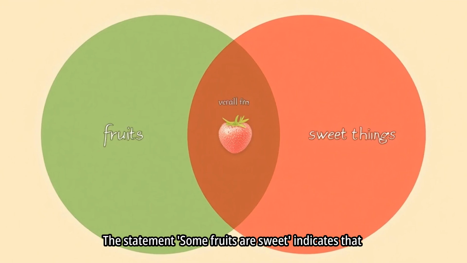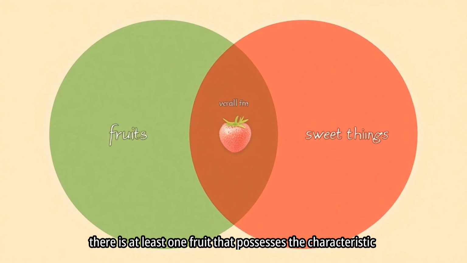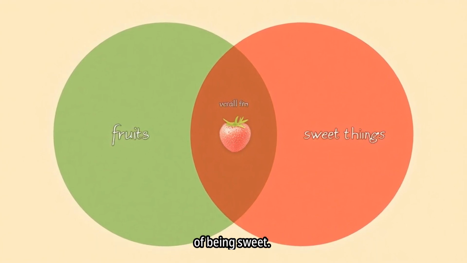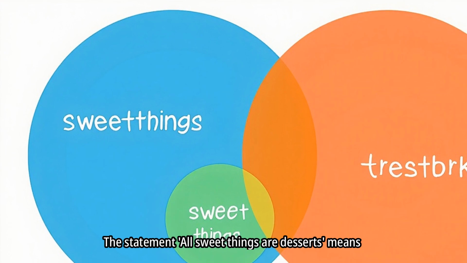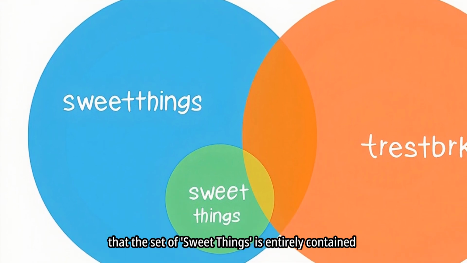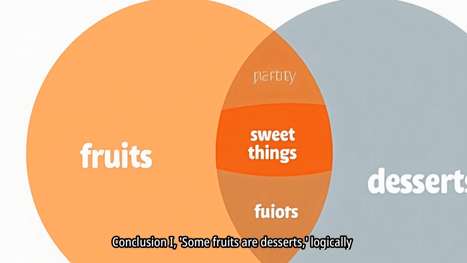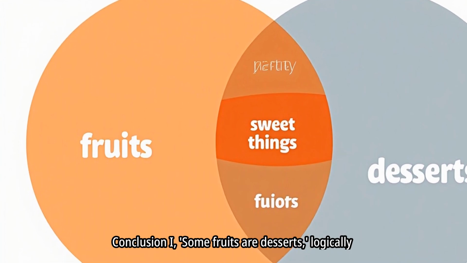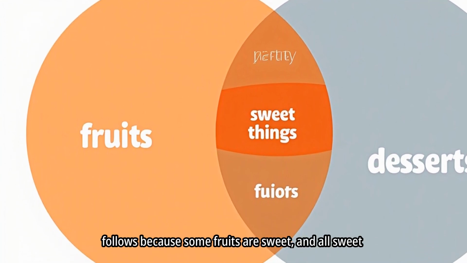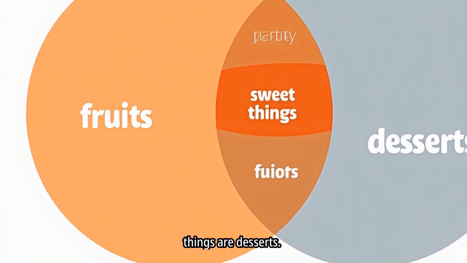The statement, some fruits are sweet, indicates that there is at least one fruit that possesses the characteristic of being sweet. The statement, all sweet things are desserts, means that the set of sweet things is entirely contained within the set of desserts. Conclusion 1, some fruits are desserts, logically follows because some fruits are sweet, and all sweet things are desserts.